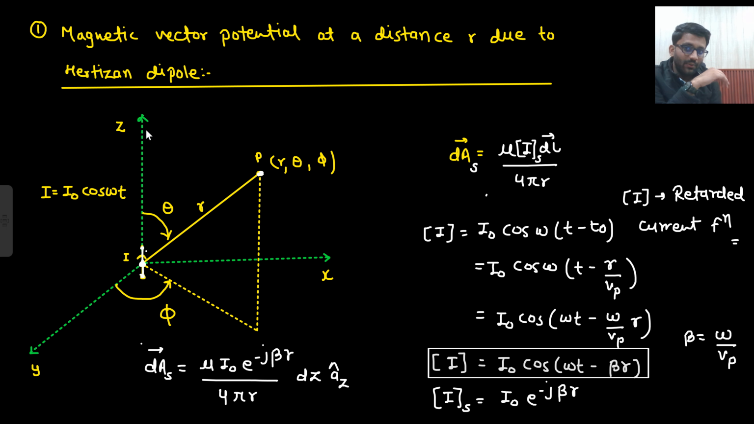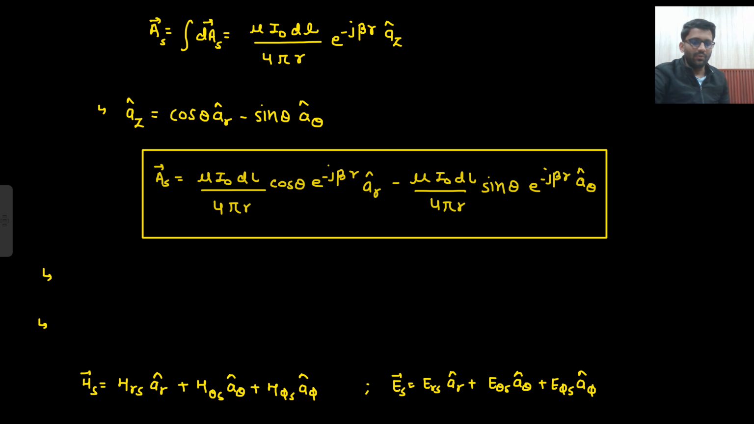Because the dL value you can take in the direction of z only, no? And then az cap. Why az cap? Because what is the direction of current? Current is flowing in the z direction, that's why az cap. Current is flowing towards the z direction, that's why az cap. We have discussed this dL in the last lecture, right? Now what do I need to do? I need to find the A_S vector.